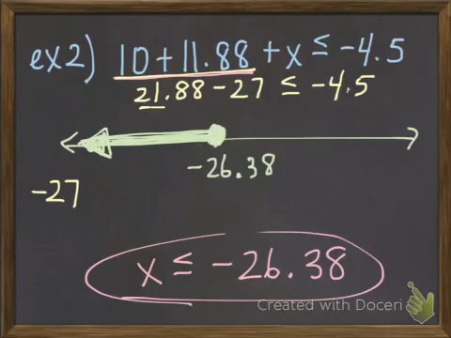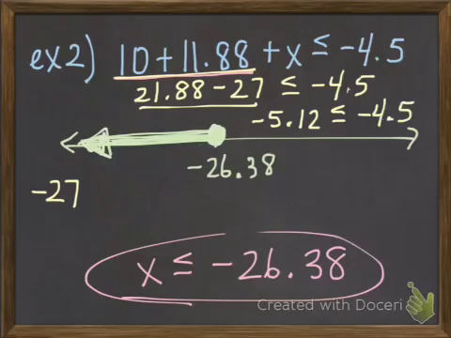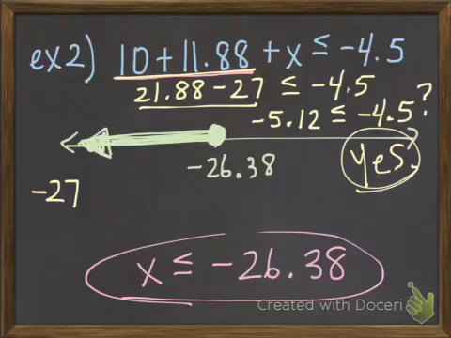Okay, now I can combine this side together. 21 and 88 hundredths minus 27 gives me negative 5 and 12 hundredths. So I'm asking myself, negative 5 and 12 hundredths, is that less than or equal to negative 4 and 5 tenths? Yes, so I know I'm correct. Okay, so then you could stay with your original answer.